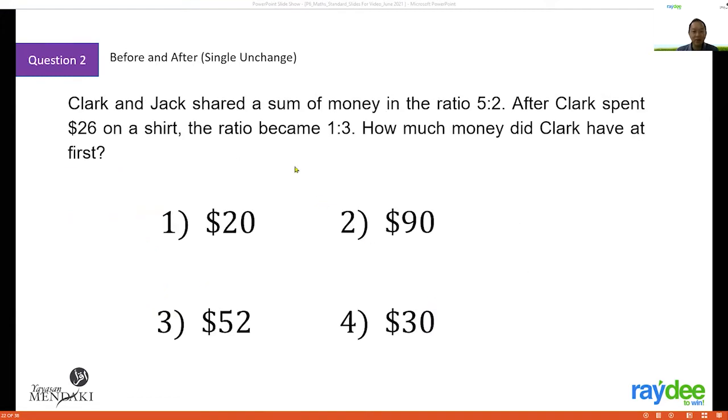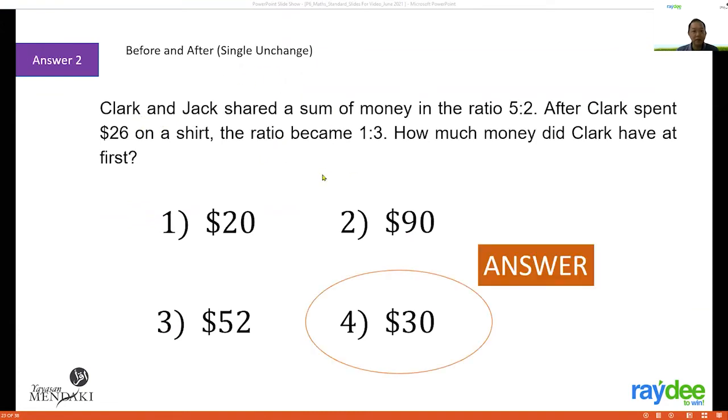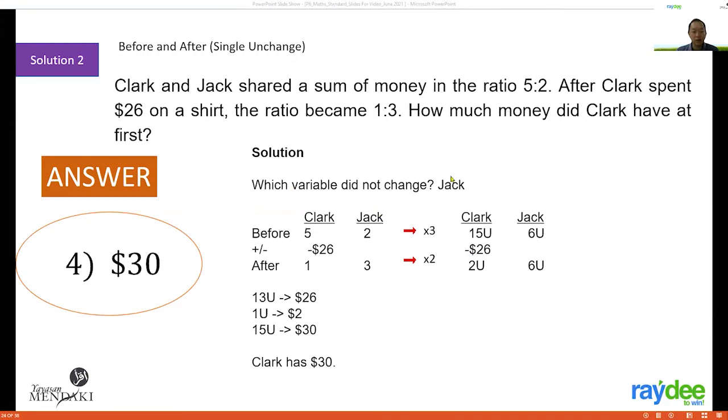So this is the second one. It's the same thing, single unchanged, right? So just identify who did not change in this case. Jack did not change, so make Jack the same, same thing. We go through this. The answer is $30.